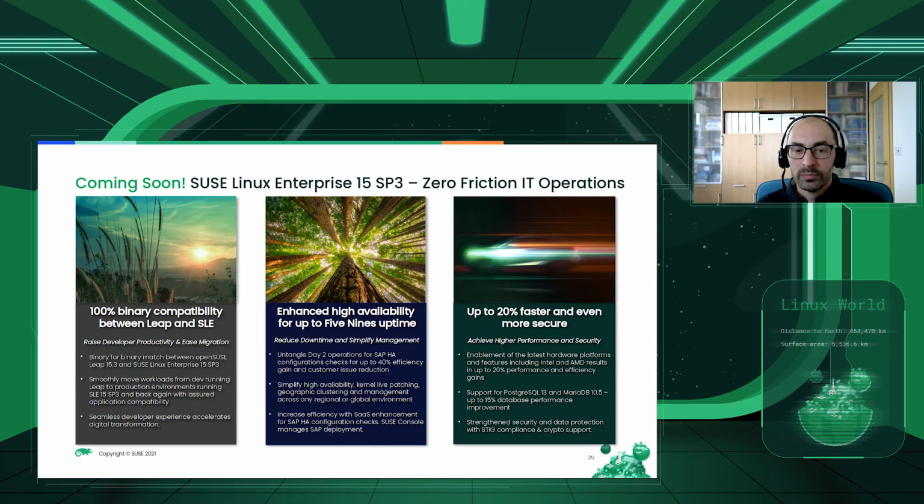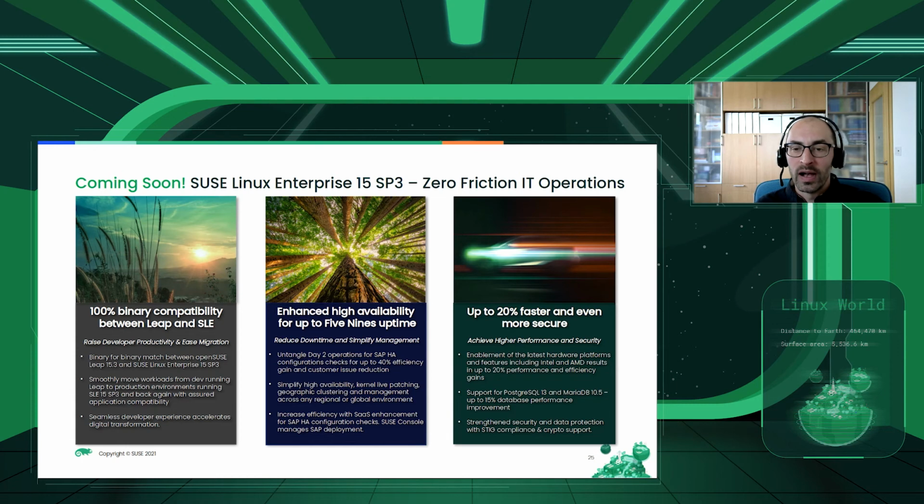A lot of news and effort has gone into our SAP specific components. So HA, specifically SAP HA tools, got improved, specifically when it comes to the checks and issues reduction. High availability and kernel live patching and clustering management tools got improved, and some nice features were created, like SUSE Console for SAP deployment, and some SAP HA configuration tools were improved as well.